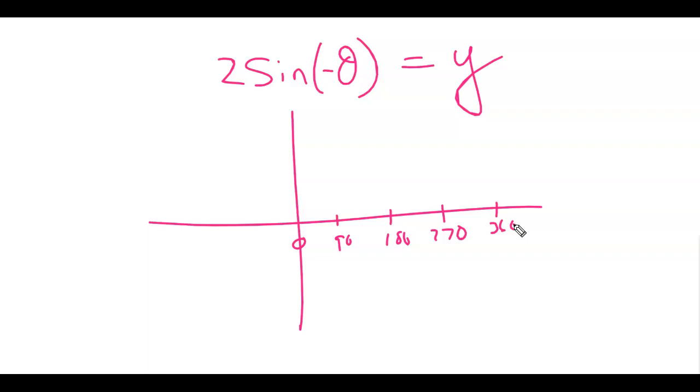The next thing we did was we plotted our k value, which is our midline. This one does not have a midline, it's 0. So my midline is actually just the x-axis. And this number is my amplitude, so I go up 2 and down 2.